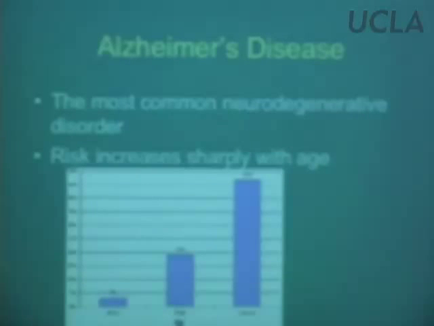But anyway, what you can see, if you can read this graph, is that as age increases, the incidence of Alzheimer's disease increases sharply. So this is 65 to 74, and it's about 3% of people have a diagnosis of Alzheimer's disease in that age range. Go up to 75 to 84, it's up to 19. And over 85, it's up to 47%.